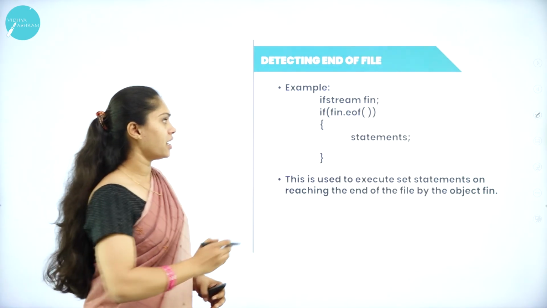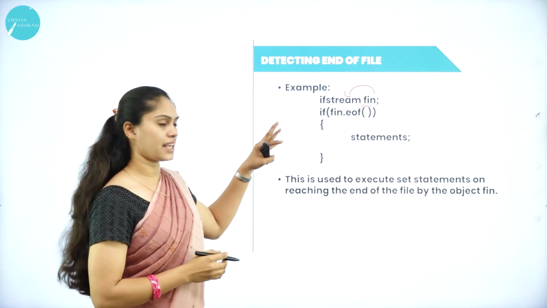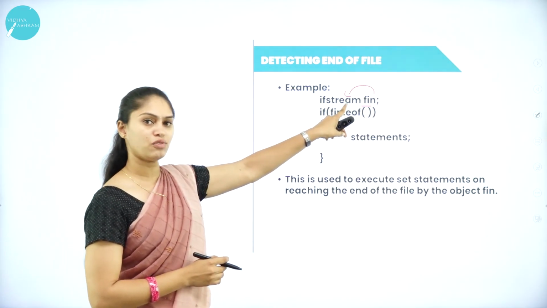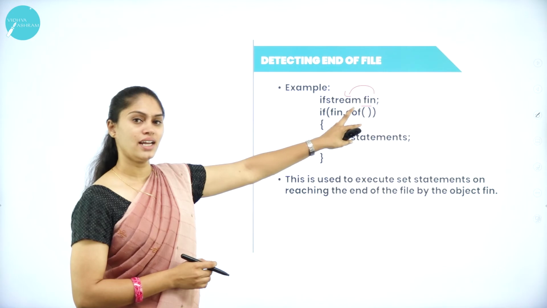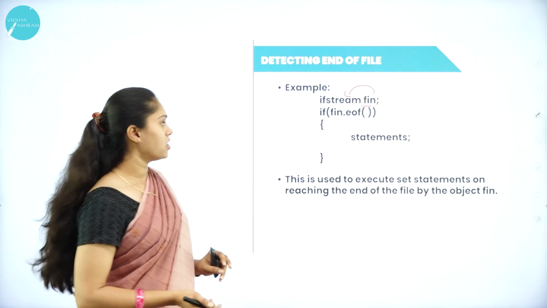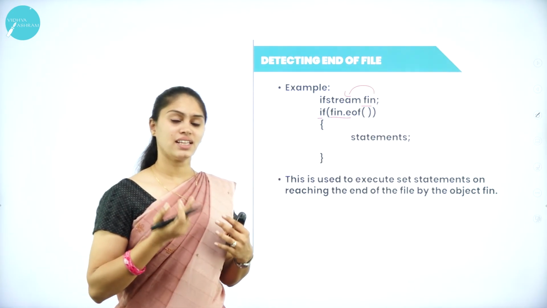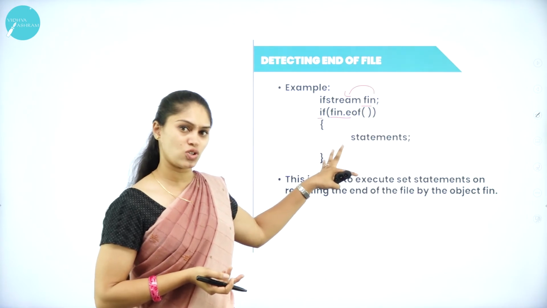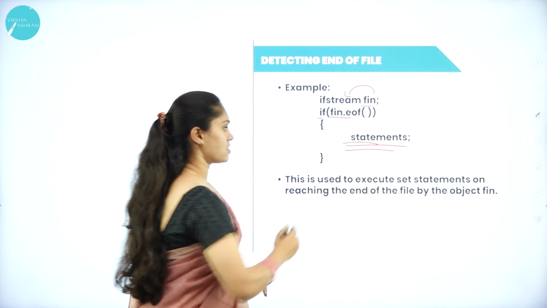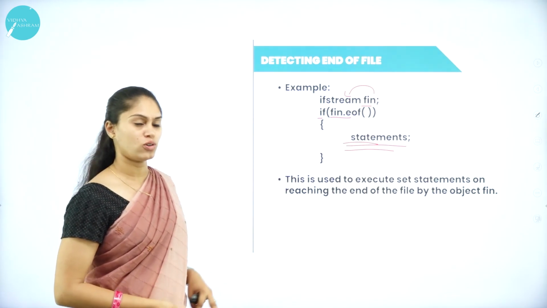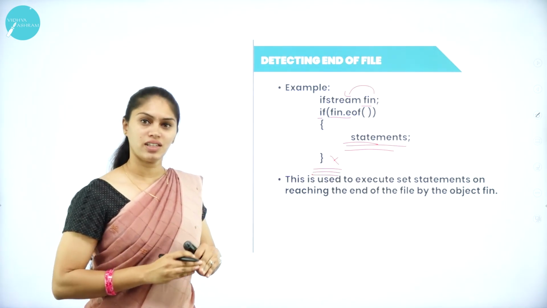If you see here, I have one object which is of the class stream, that is ifstream, and I have an object called fin. So here it is nothing but an input stream, and I am creating an input object, that is fin. So if fin.eof(), what I am doing here? I am checking the condition. If the condition is true, at that time it is going to run the statements that reside in that particular block of code. If the condition is false, then it is going to read the further content, right?